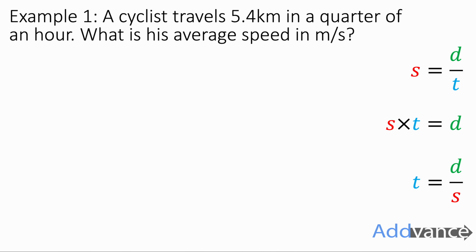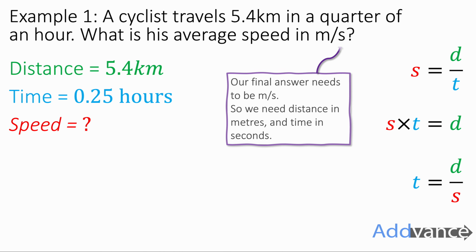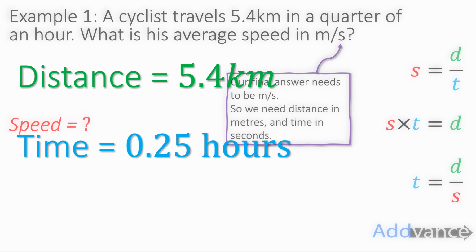So example 1, we're going to use this to find the speed of a cyclist travelling 5.4 kilometres in a quarter of an hour. What is his average speed? So distance is 5.4 kilometres, the time is 0.25 hours. What is the speed in metres per second? And the problem here is that we want the speed in metres per second, but the distance is in kilometres and the time is in hours. So we need to convert.